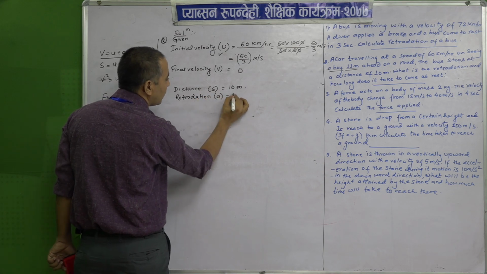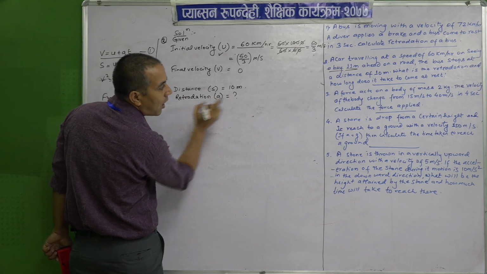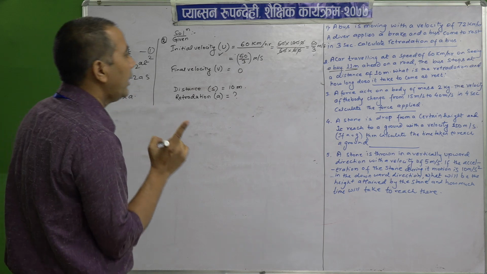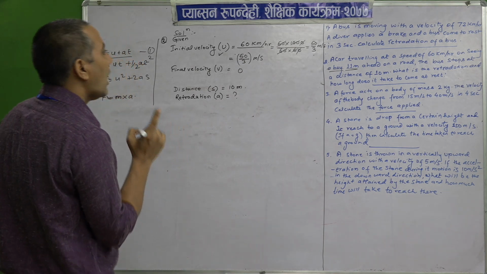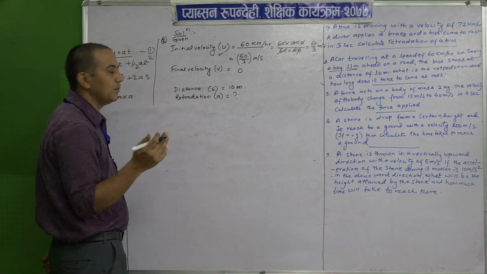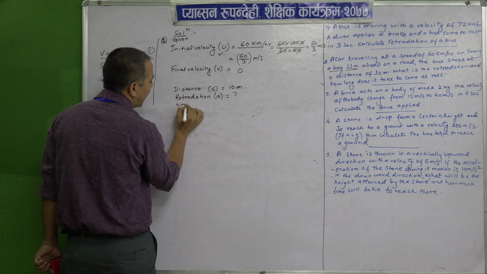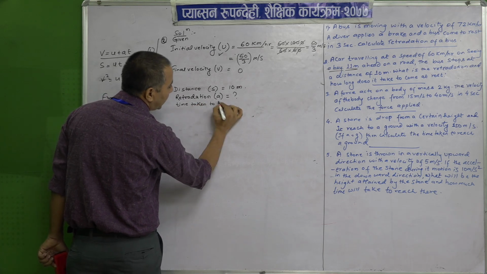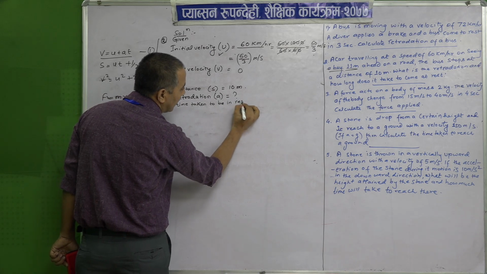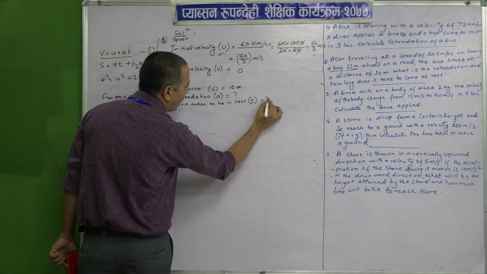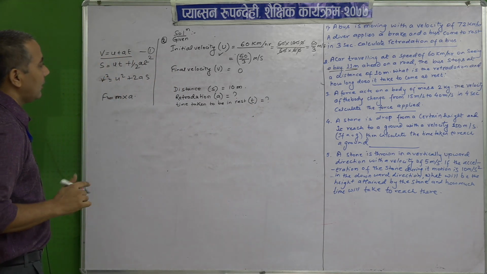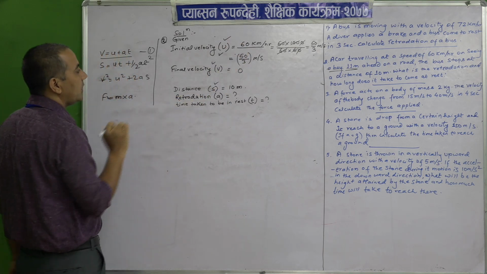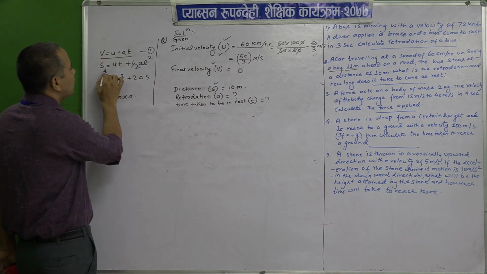Retardation equals what? Then, how long does it take to come to rest? How long means time. Time taken to be at rest. Okay, t equals what? So, s is given, v is given, u is given, and a or t is needed. So, can we use this formula?